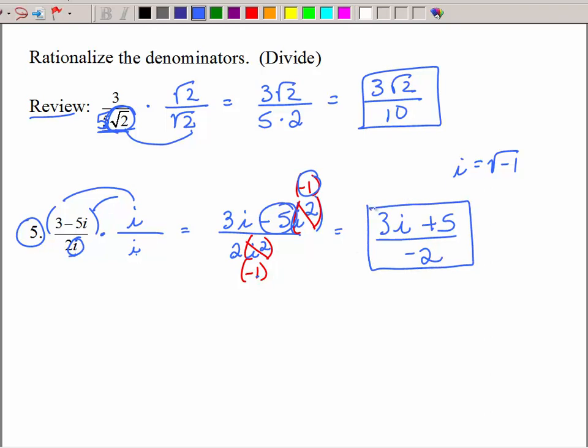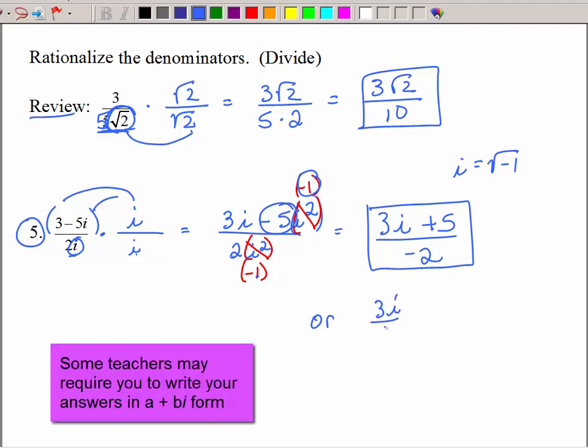You can write your answer like that, or let's try something different. What if I broke that apart and had 3i over -2 plus 5 over -2? Or I can put the real part first and the imaginary part second. And remember, those negatives can go anywhere, top, bottom, or out in front. So this is okay, this is okay, this is okay, just to let you see how different books might express their answers.